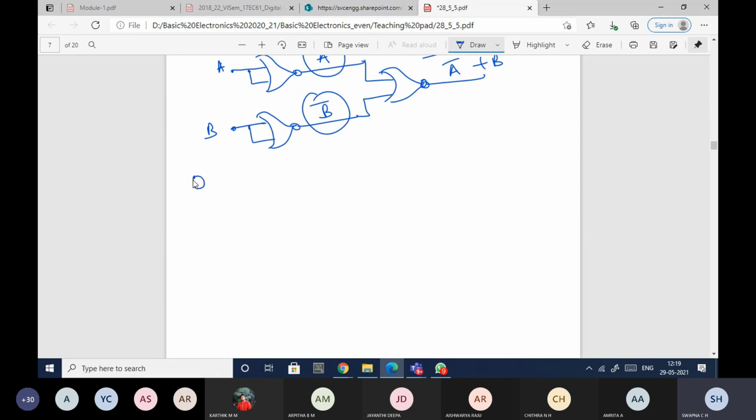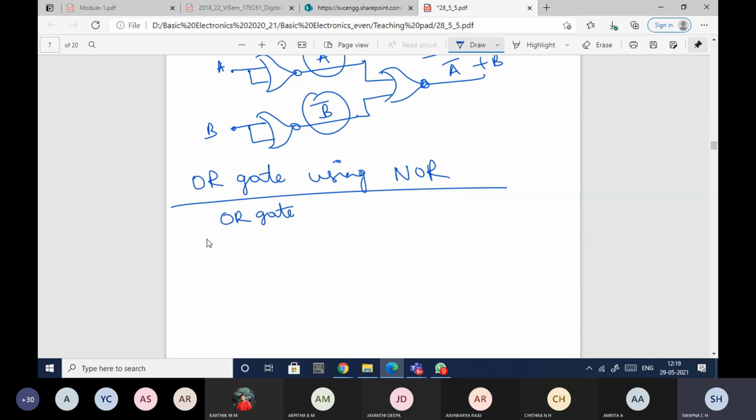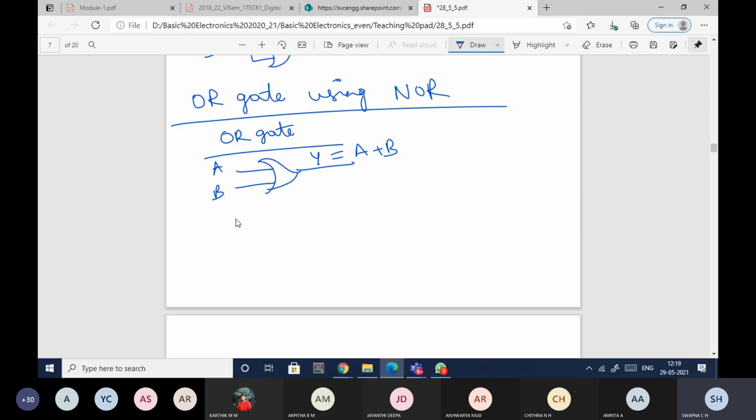Yes, ma'am. Next, OR gate using NOR. So this will be your OR gate. We will have two inputs A, B, and Y. Y is equal to A plus B. Again I need to implement this using NOR. So Y is equal to A plus B. I'll take the output equation.